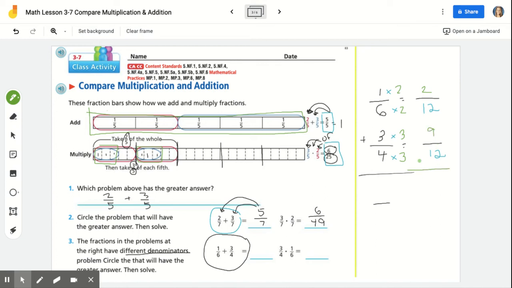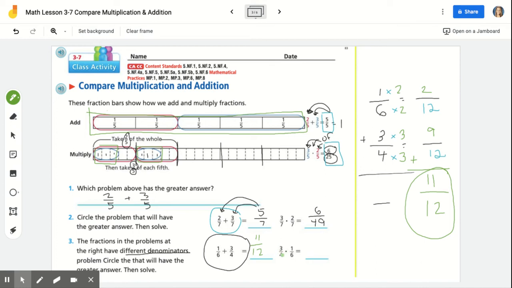Great. And then our last step, let's add them. Now that we have equivalent fractions with common denominators, 12 and 12, we can easily add. Denominator stays the same. And then you add your numerators. 2 plus 9 is equal to 11/12. 1/6 plus 3/4 is equal to 11/12. All right, so that's our answer for addition one.